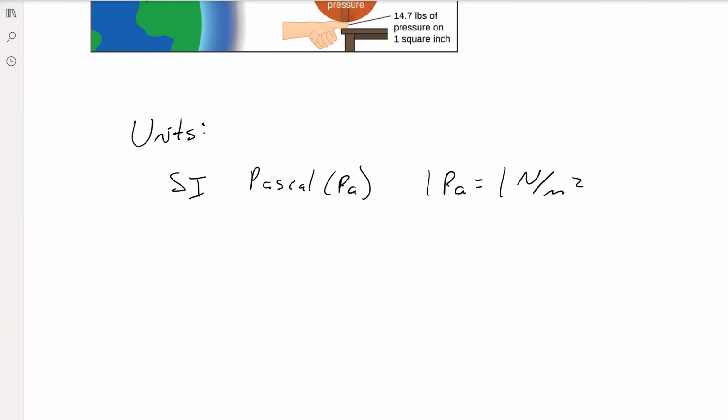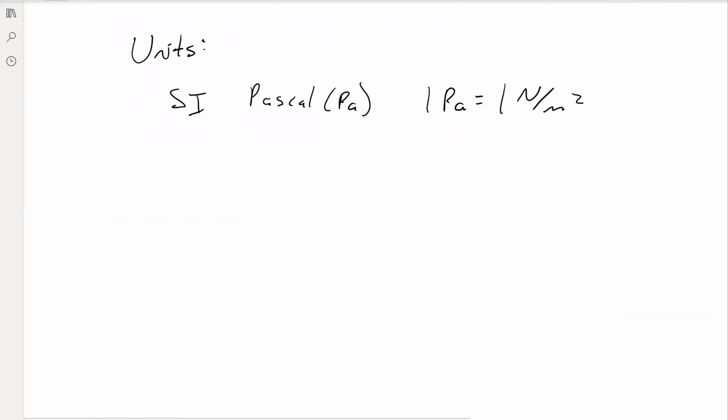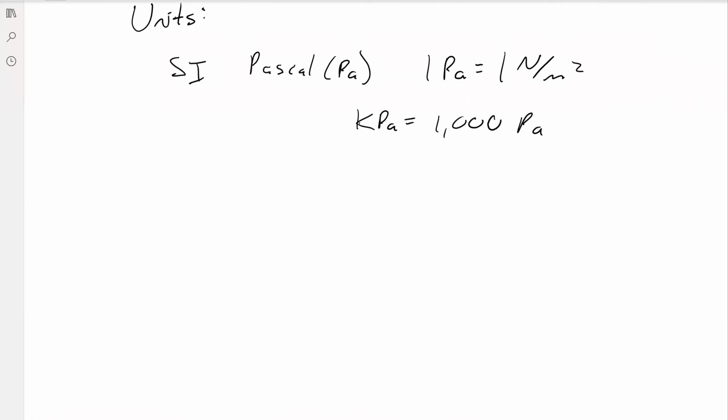Anyways, we can measure pressure with a number of units. The SI unit of pressure is the Pascal. 1 Pascal is equal to 1 Newton per meter squared. A Newton is a unit of force, and meter squared is a unit of area, so force per area. So it makes sense. Of course, we've got the kilopascal, which is just equal to 1,000 pascals. And even though the Pascal is the SI unit for pressure, it's not going to be the one that we most commonly use in this class.